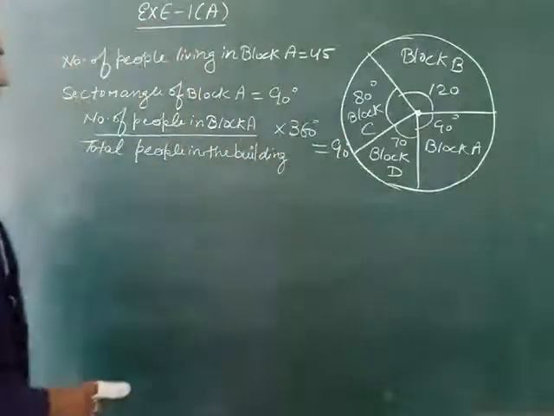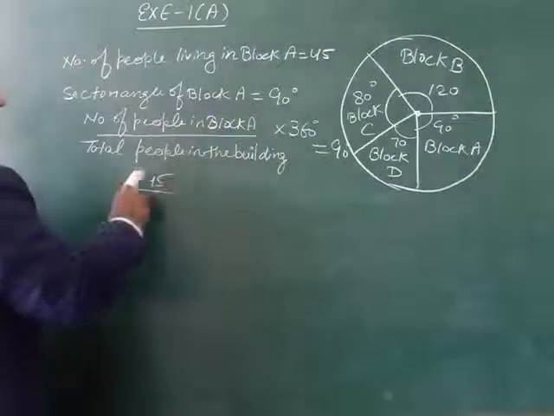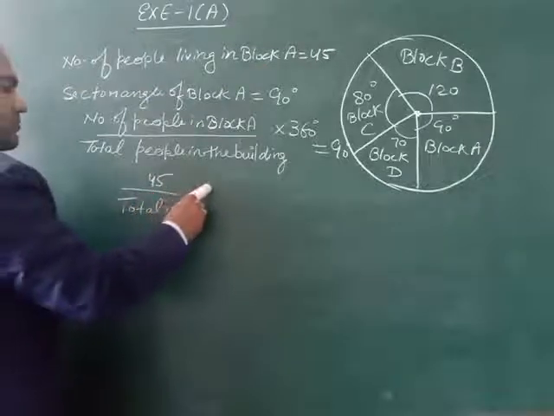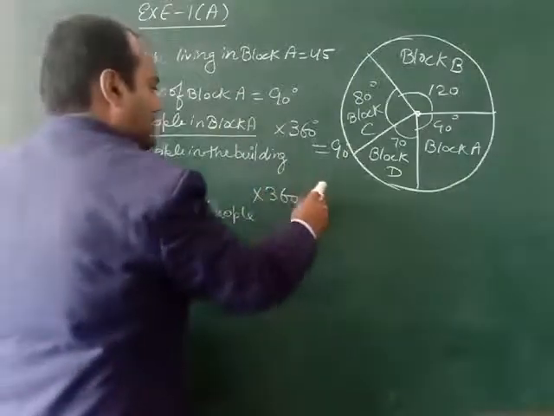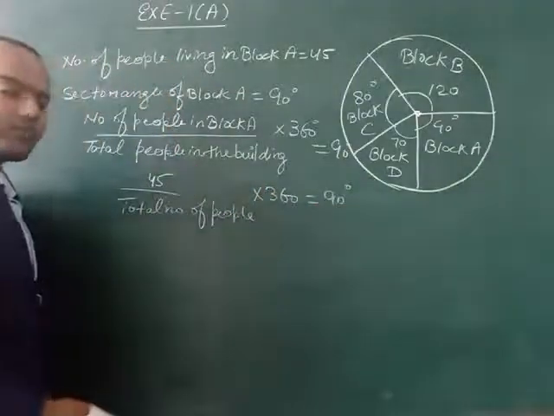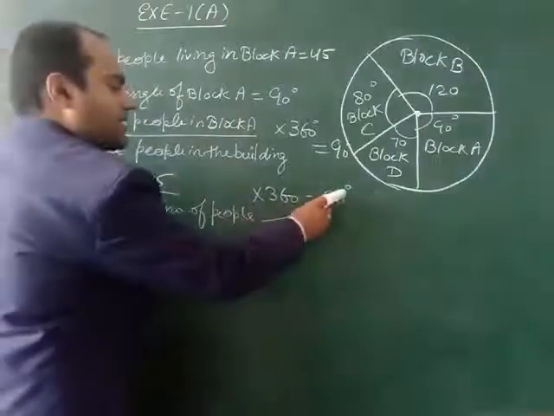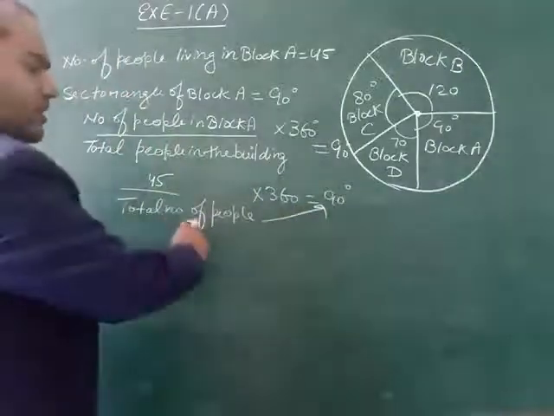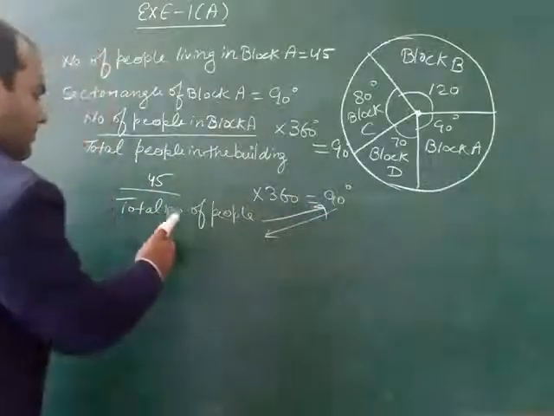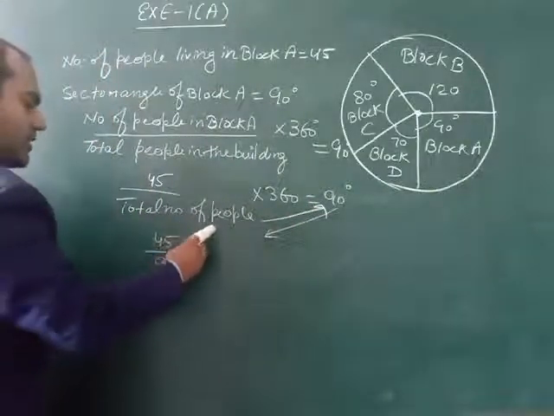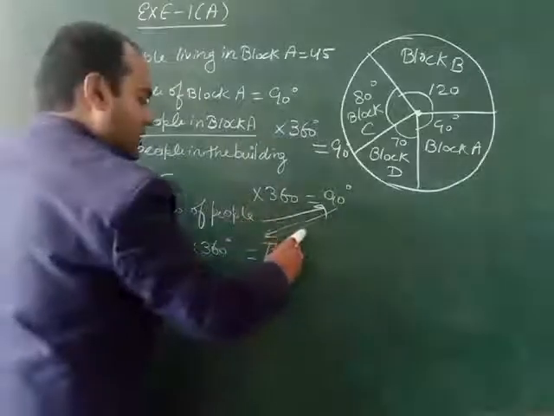Now we have to put the values. The number of people in block A, 45, upon the total number of persons, into 360 is equal to 90 degrees. In the next step, the total number of people which we have to find is in the denominator. So on the right hand side we bring this term to the numerator and 90 comes downside. So it becomes 45 upon 90 into 360 degrees. On the right hand side we will write the total number of people.